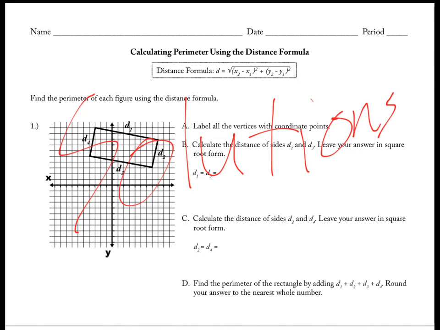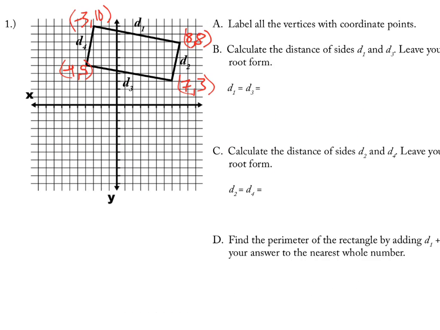Alright, it's time for the solutions for calculating perimeter using the distance formula. On this assignment, you have a shape, you need to get the perimeter of it, and you're supposed to round it to the nearest whole number. To do that, you're going to have to get the coordinates for each of the four corners.